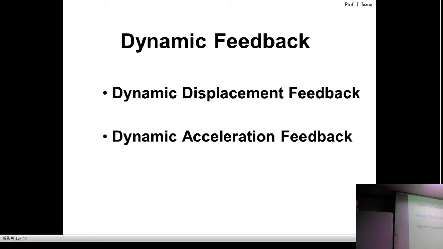So then what else can we do? This is what we call dynamic displacement feedback and dynamic acceleration feedback. In other words, we are creating some kind of velocity measurement. Well, it's not a measurement, we estimate some velocities. Let me put it this way.